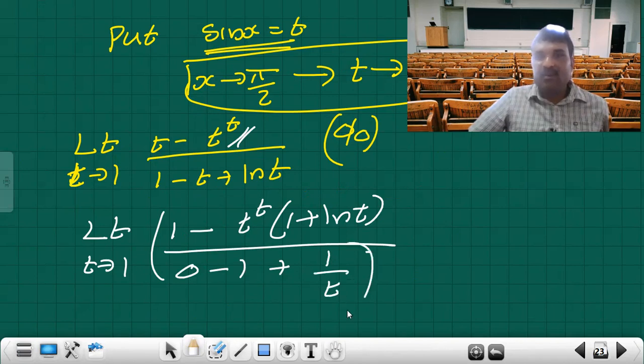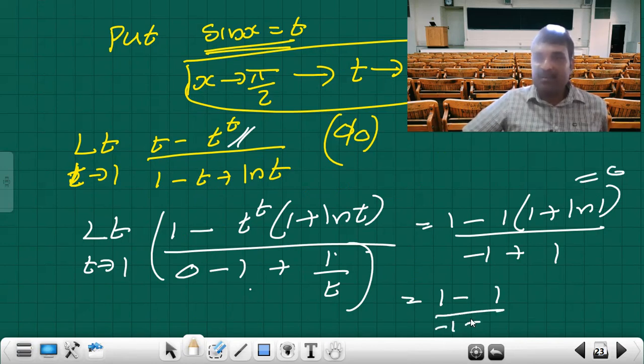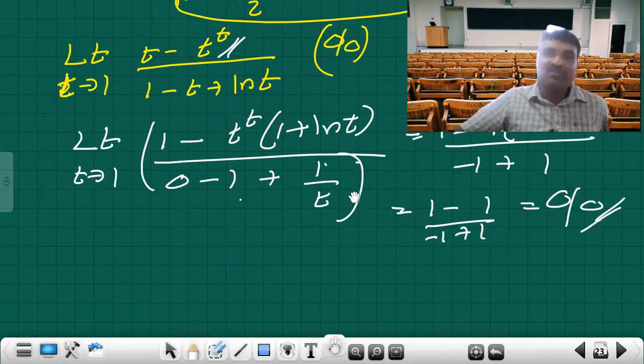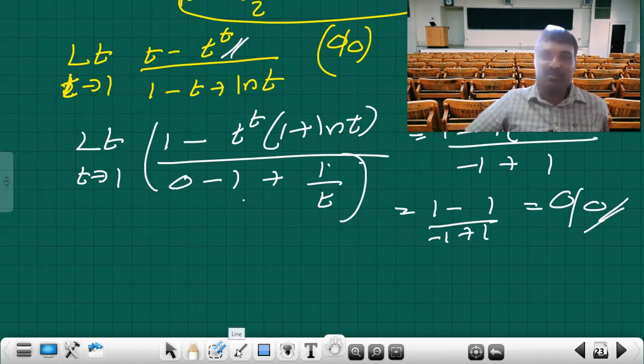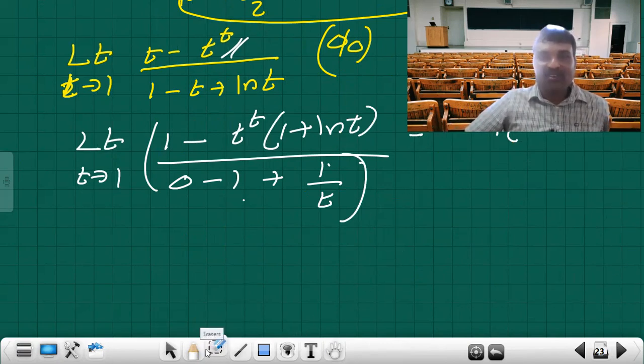Now we can apply the limit. This becomes 1 minus 1 raised to 1, that is 1, into 1 plus ln 1, right? Divided by minus 1 plus 1, that is minus 1 plus t, that is 1. So what happens? Numerator becomes 1 minus 1 plus ln 1, which is 0. Again, minus 1 plus 1. So that again becomes 0 by 0 form. Now we have to apply L'Hospital's rule once more, because this is again 0 by 0 form.